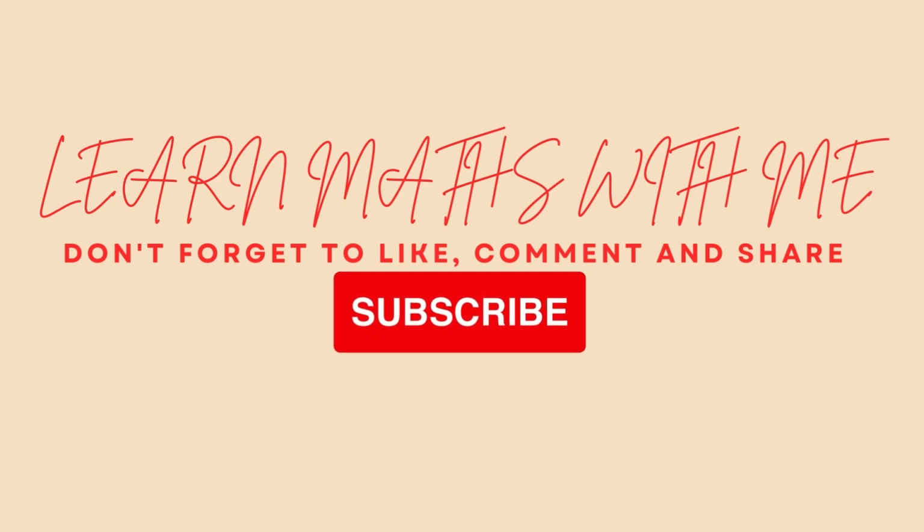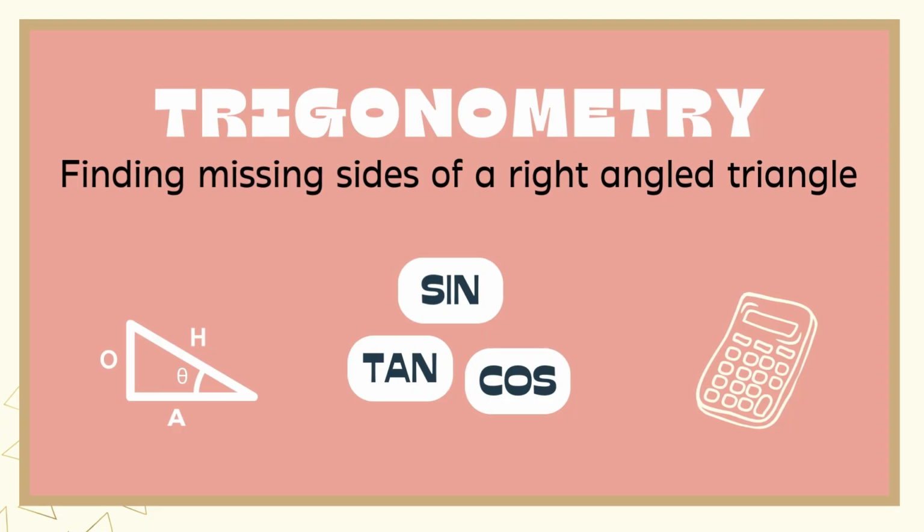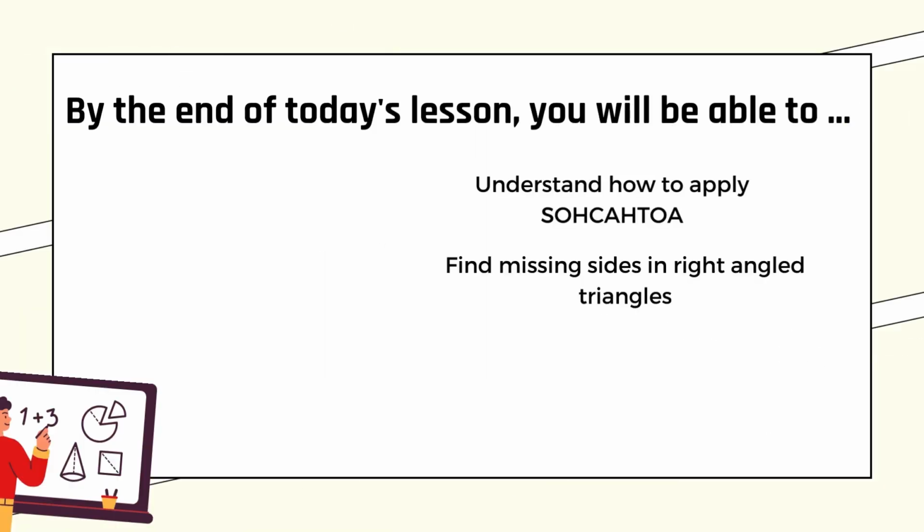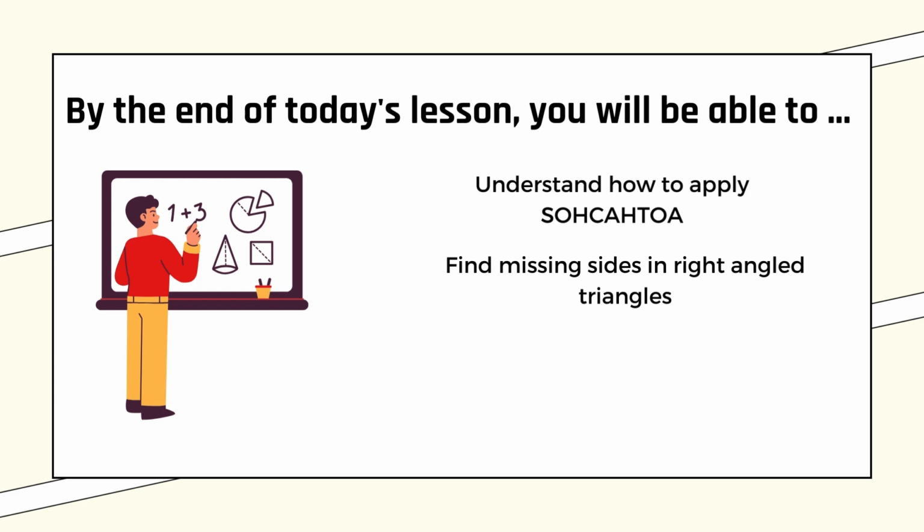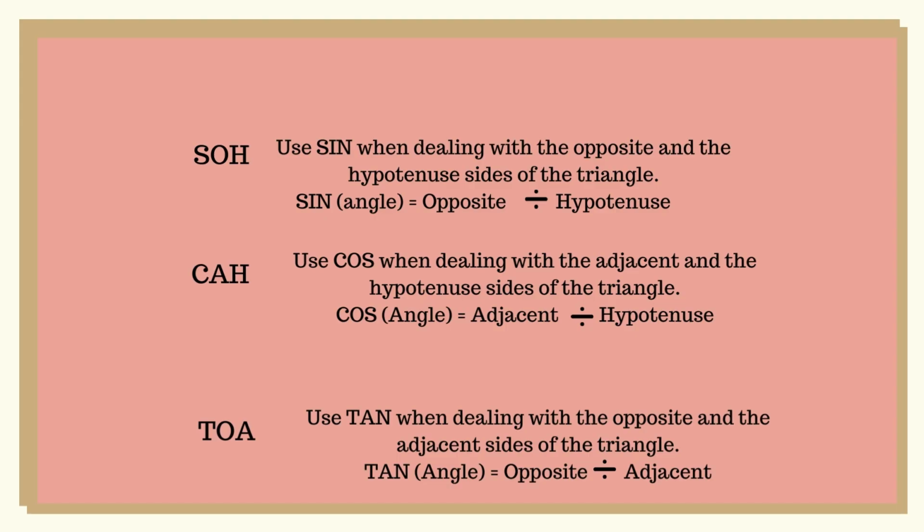Today we'll be taking a look at trigonometry, and that is how to find the missing sides of a right angle triangle. By the end of today's lesson, you would be able to understand how to apply the SOH CAH TOA, and you would also be able to find the missing sides in right angle triangles. So now, what do we mean by SOH CAH TOA?